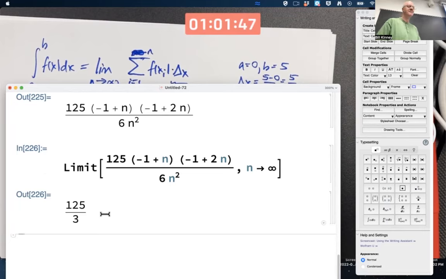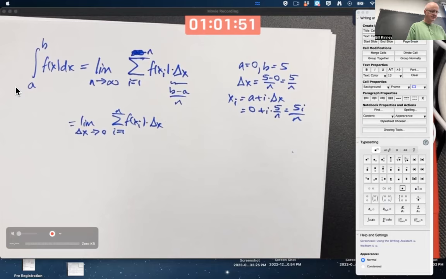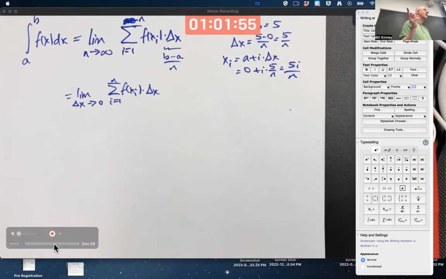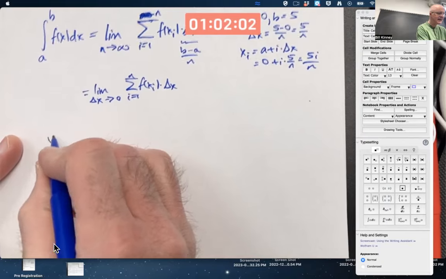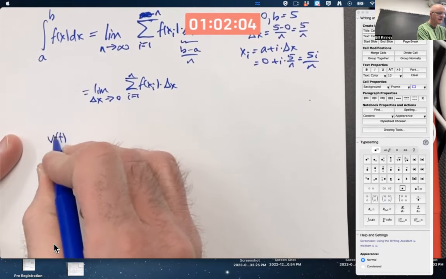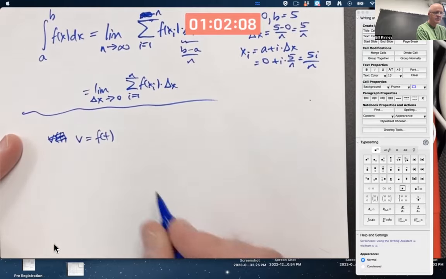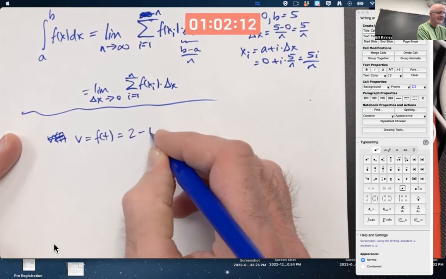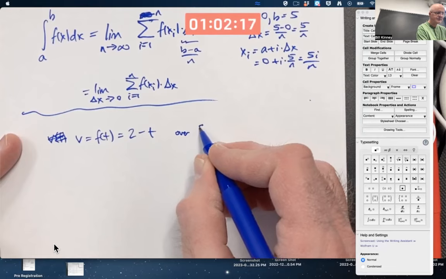To end class today, we should emphasize something else. What if the bug moves back and forth? What if it really is a velocity that's sometimes positive and sometimes negative? V equals f of t equals, let's say, how about 2 minus t, over the interval from 0 to 5.